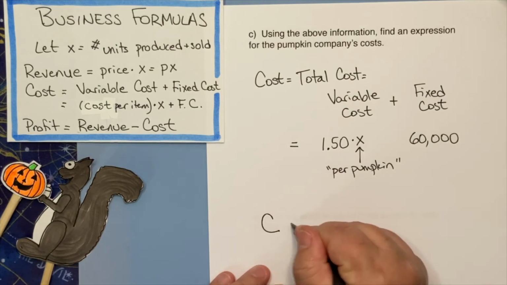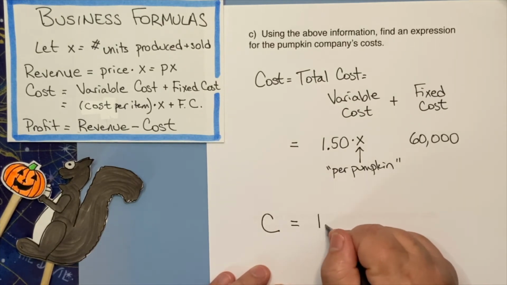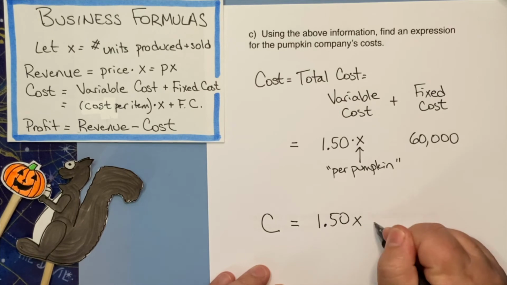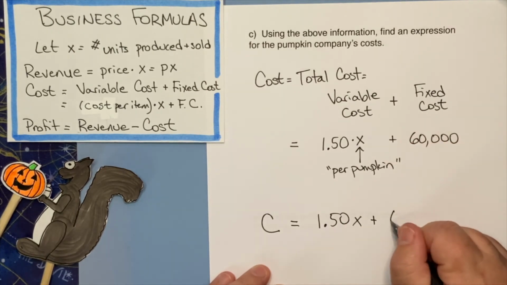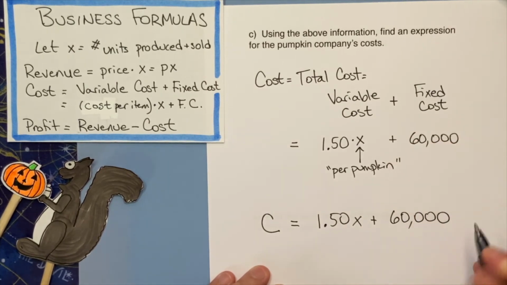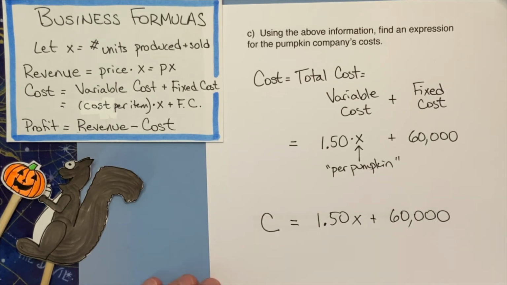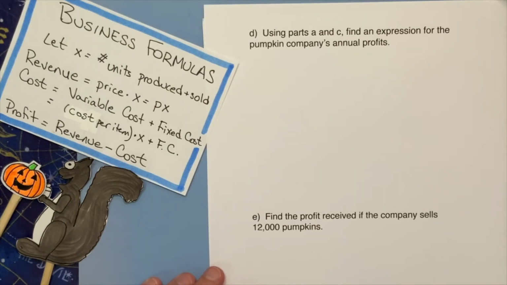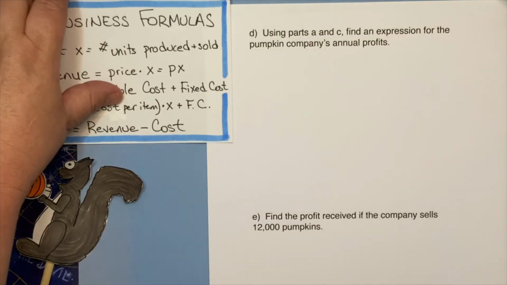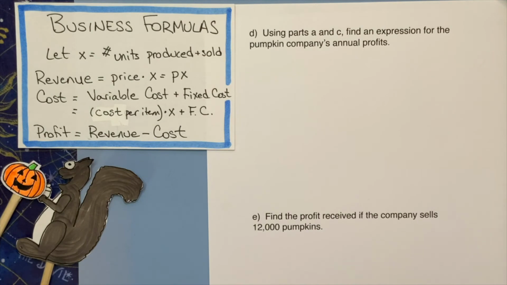So our total cost, C, is going to be 1.50X plus 60,000. And that's our equation for cost, or total cost. I think the book may call it TC. I can't recall. So TC or C is the cost. Okay, you guys ready? I know, this is very exciting. Using parts A and C, find an expression for the pumpkin company's annual profits.